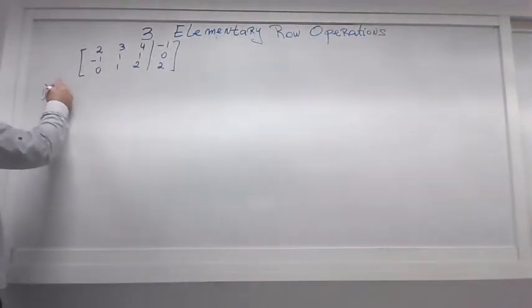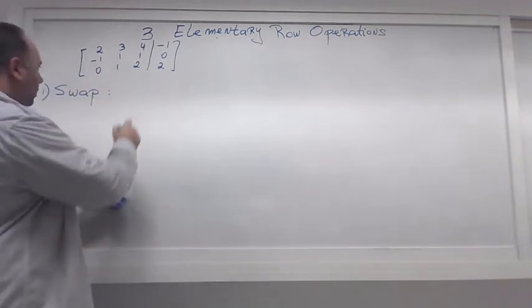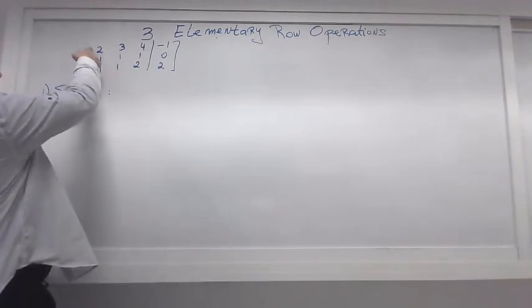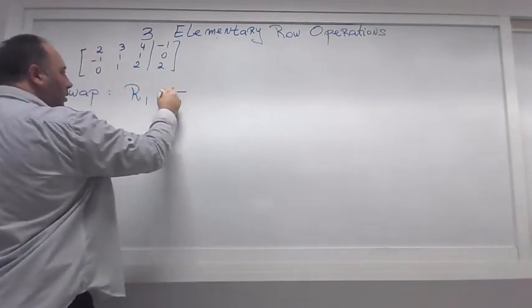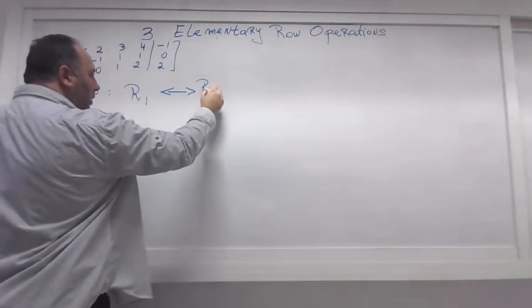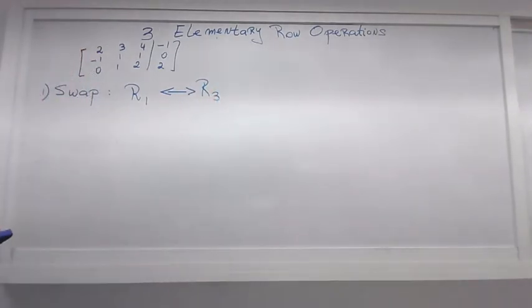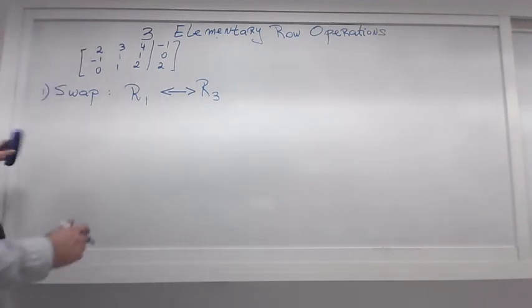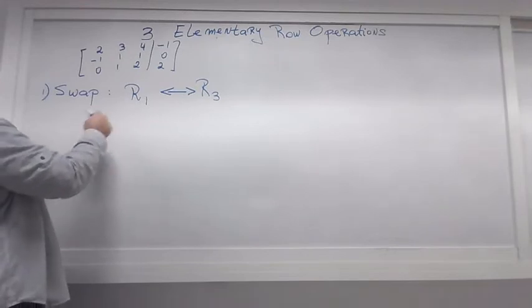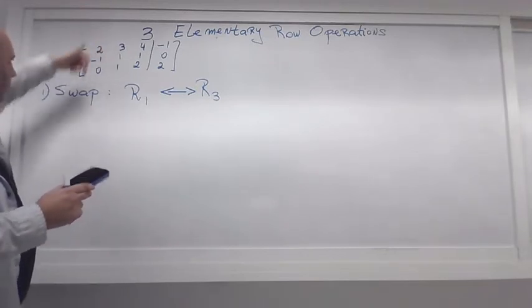So let's say I illustrate the swap. Let's say I swap row 1 and row 3 for fun. Row 1 and row 3. Okay, this is the sign for the swap. I could choose row 1 and row 2, doesn't matter. So what does this mean? Row 1 and row 3, they change place, they swap.